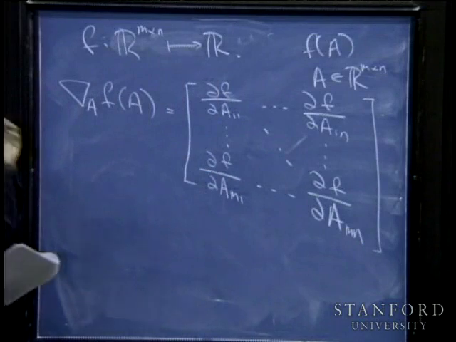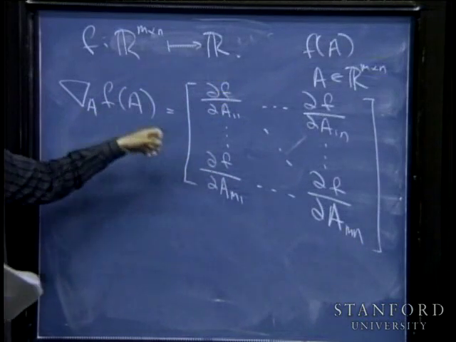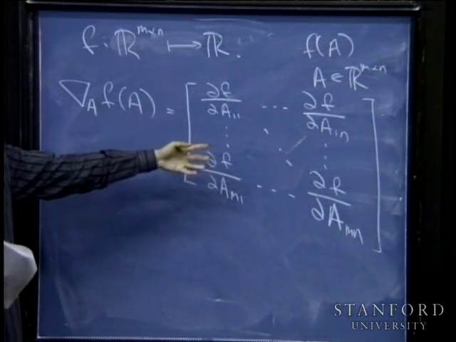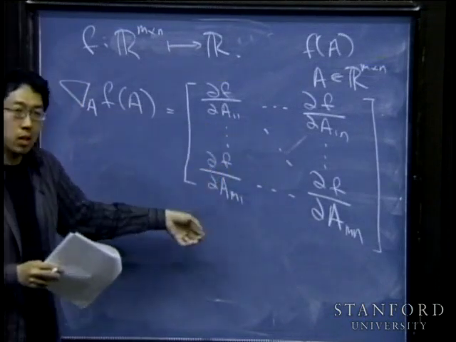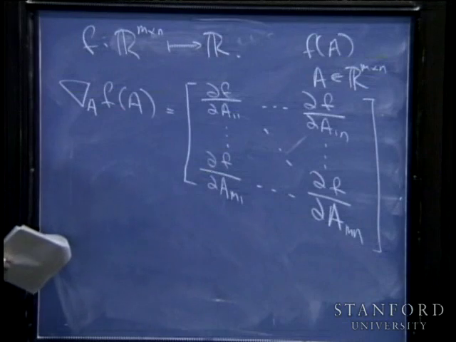So the derivative of f with respect to A is itself a matrix, and the matrix contains all the partial derivatives of f with respect to the elements of A.